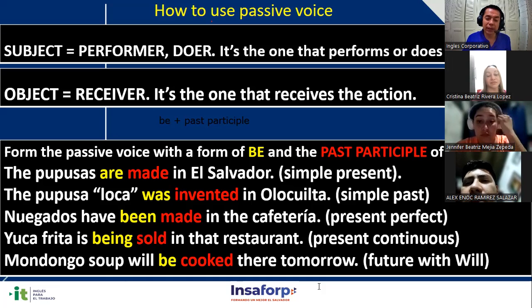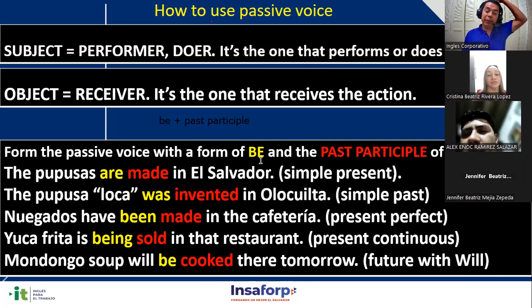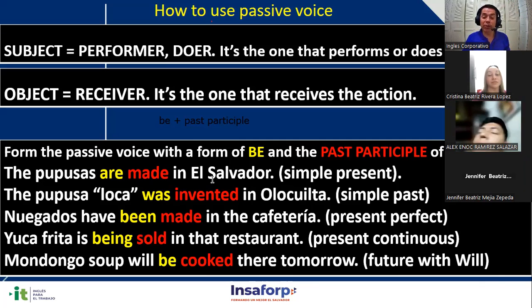Present continuous. Mondongo soup o pata soup will be cooked there tomorrow. Look at the position of will. Here, right? Sorry. And the form of the verb be. Vean que el verbo to be va cambiando de acuerdo a cómo es el tiempo, si es en presente simple, en presente continuo, futuro, etcétera, etcétera. De acuerdo a eso se va transformando. Pero siempre la misma fórmula, look.